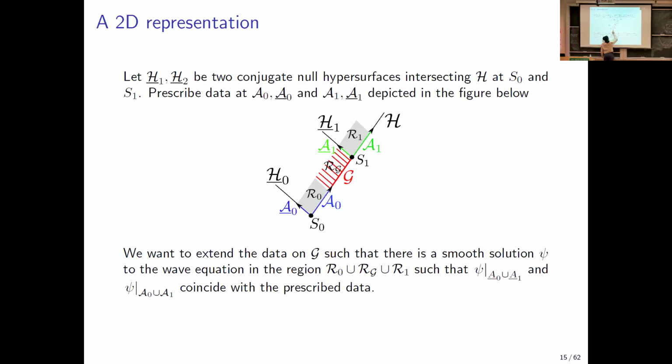Then try to extend this green thing in a characteristic way so that you hit S1, so that you make this whole guy into one null hypersurface. And moreover, once you do this, input data here, so that when you consider this data, you get a solution here. And that solution you get here perfectly matches the other solution here.